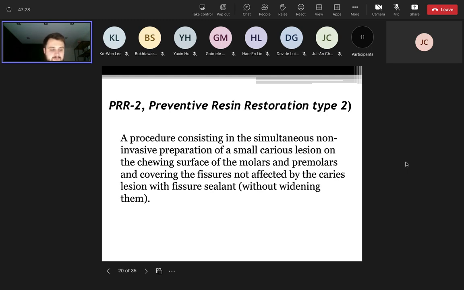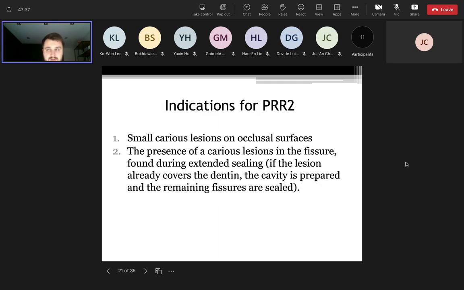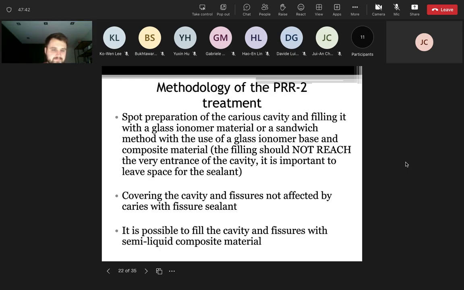In this small cavity preparation, we have to think about it because we fill it and we have to leave space for the sealant to let the sealant be a whole part of the fissures. So at first, we make a spot preparation of the caries cavity and fill it with GICs or with the sandwich method, because we try to leave the material which allows us to give some fluoride to the tissues.